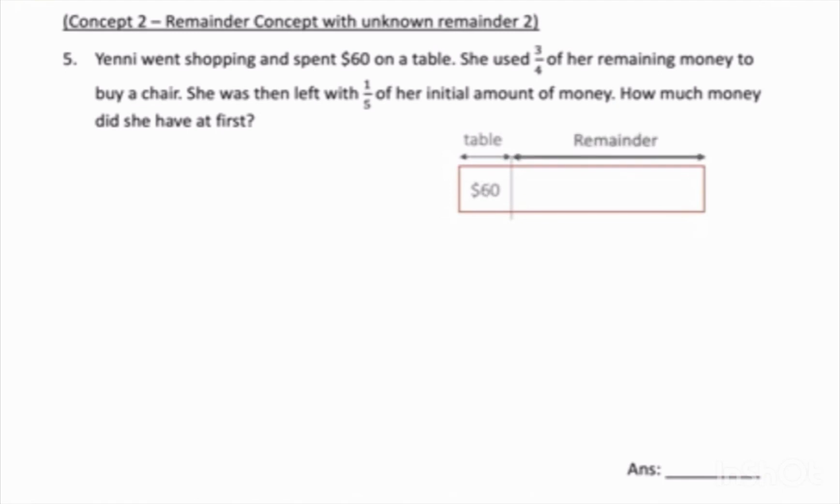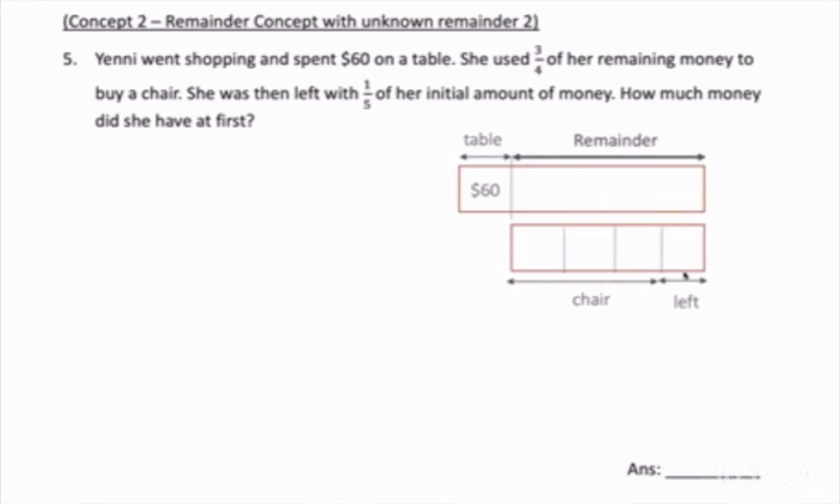Okay? She used 3/4 of the remaining money to buy a chair. So from this statement, I know my remainder has to be redrawn and cut into 4 parts, 3/4 over here, and that is to buy a chair. She was then left with 1/5 of her initial amount of money. So this is the amount left, right? So this is 1/5 of all of her money.